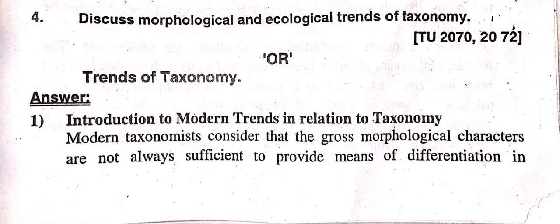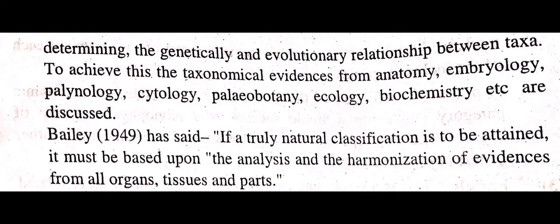Trends of taxonomy. Introduction to modern trends in relation to taxonomy. Modern taxonomists consider that the gross morphological characters are not always sufficient to provide means of differentiation in determining the genetic and evolutionary relationship between taxa. To achieve this, taxonomical evidence is drawn from anatomy, embryology, palynology, cytology, paleobotany, ecology, biochemistry, etc. Bailey in 1949 had said that if a truly natural classification is to be attained, it must be based upon the analysis and the harmonization of evidence from all organs, tissues and parts.